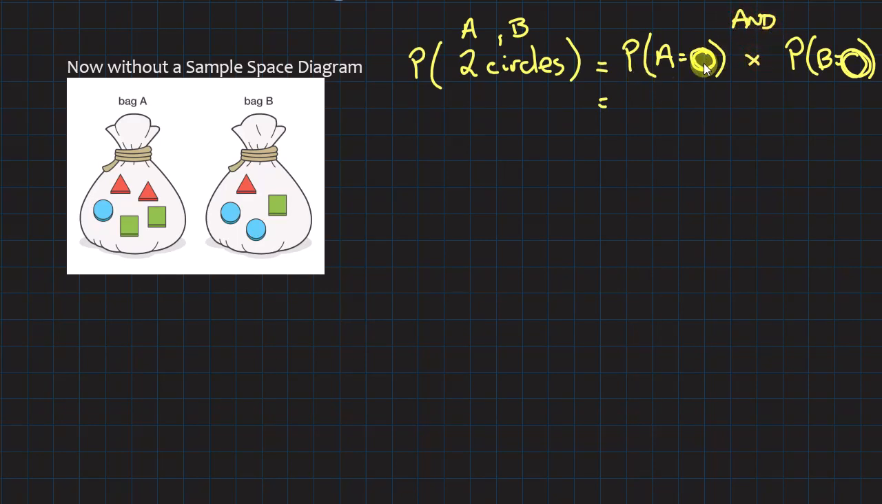So the probability of A is 1 circle out of 5. And I'm going to multiply that by the 2 circles out of 4. Multiplying numerators gives me 2, multiplying denominators is 20. Simplify the fraction to 1/10. Okay, so that's our first calculation.